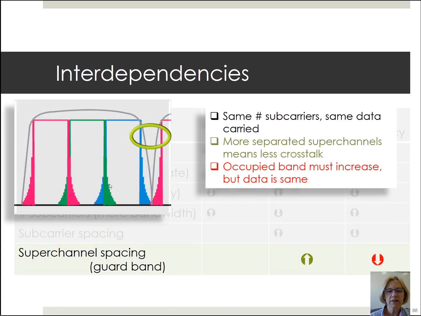And I could also play with superchannel spacing. That is, I can play with this guard band in between channels. Again, I'm only changing the guard band, so the data rate is not changing. More separated means I'll have less crosstalk from other channels, which means my signal will have better quality, and therefore my transmission distance could be longer. But the occupied band must increase because I have to have space for this guard band, so that means the spectral efficiency would go down.